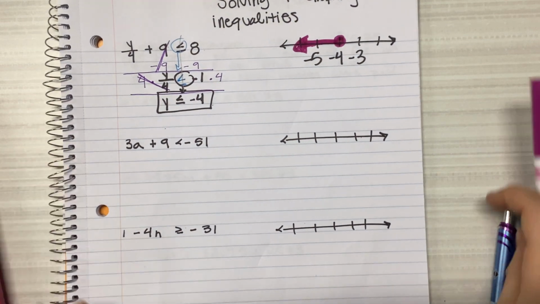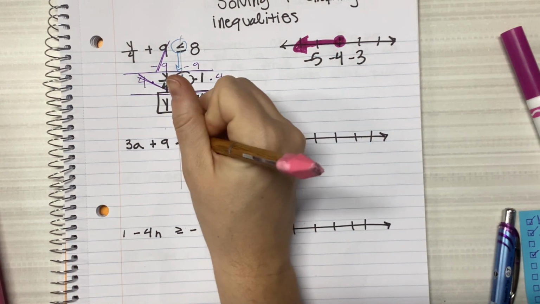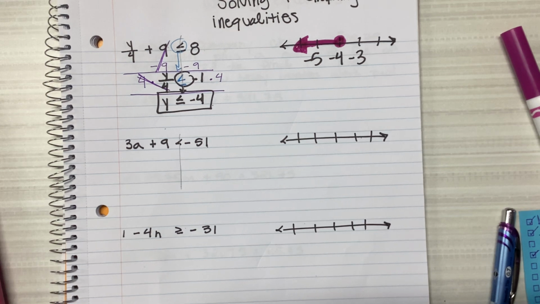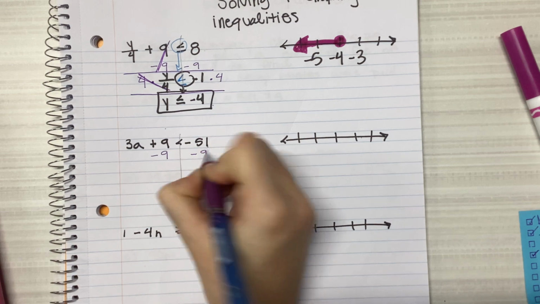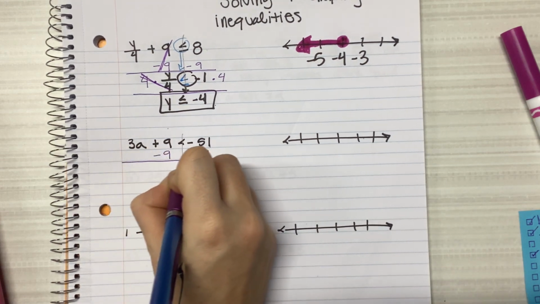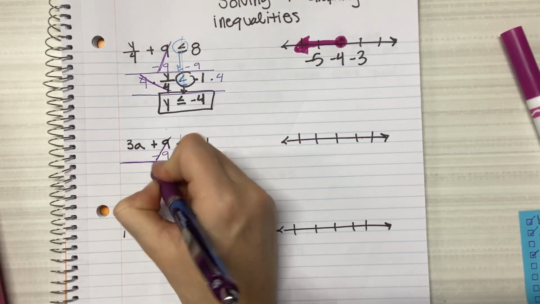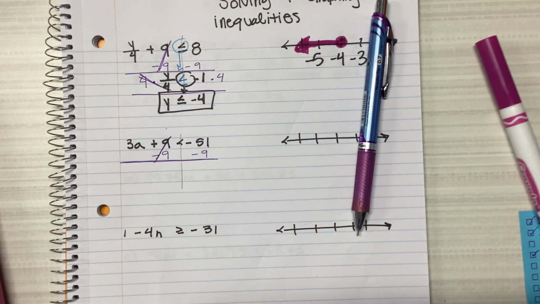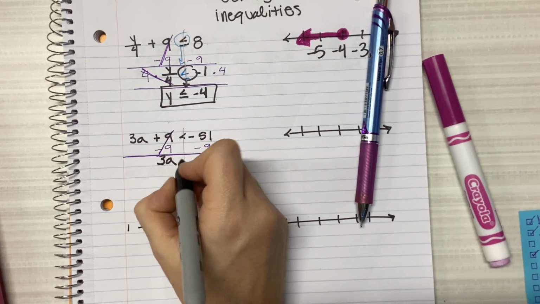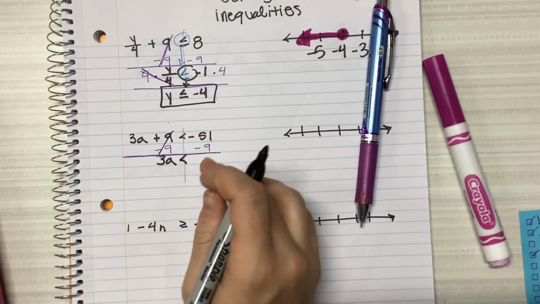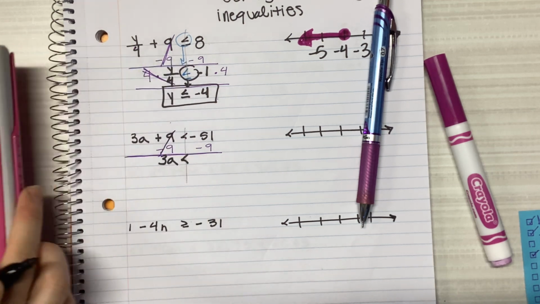All right, next one, same idea. Put a line through our symbol. We have to undo the constant, which is plus 9. The opposite of plus 9 is minus 9. Minus 9 on both sides. So these 9s are going to cancel each other out. I have 3a left over on the left, so I'm just going to rewrite that, bring it down, bring my symbol straight down. Negative 51 minus 9 is negative 60.